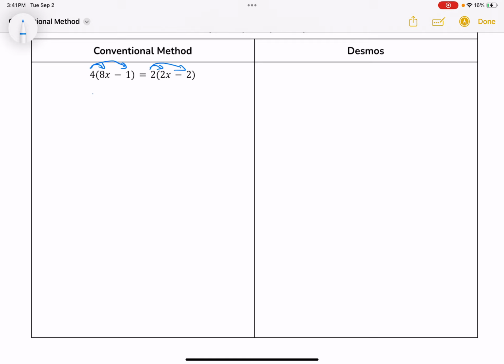4 times 8x is 32x. Great practice here. 4 times negative 1 is negative 4. 2 times 2x is 4x. And 2 times negative 2 is negative 4. Let's get all the x's on the same side now.